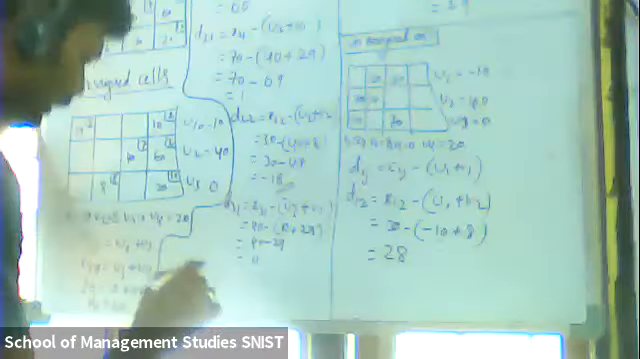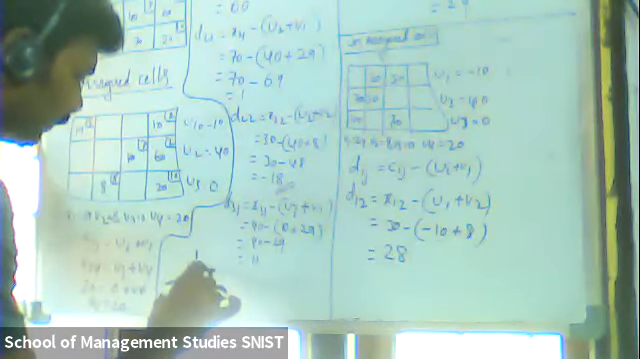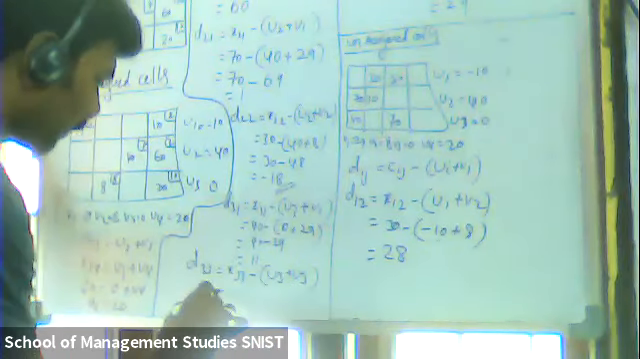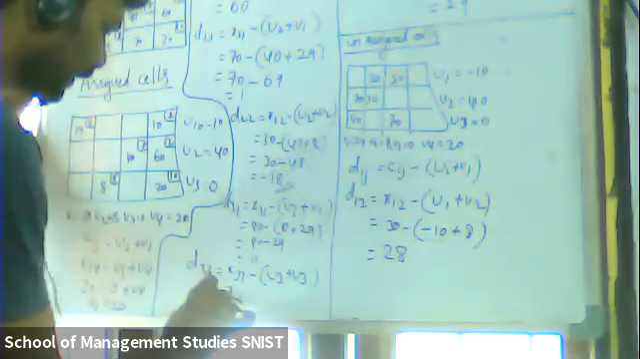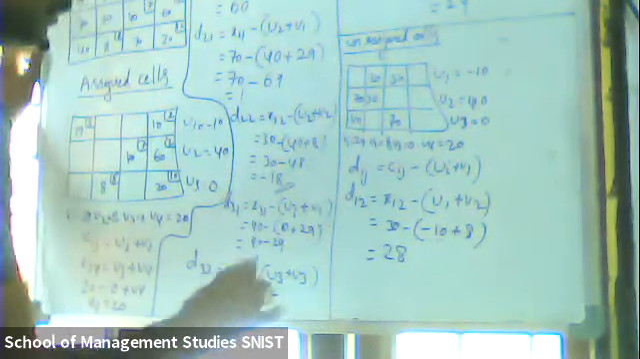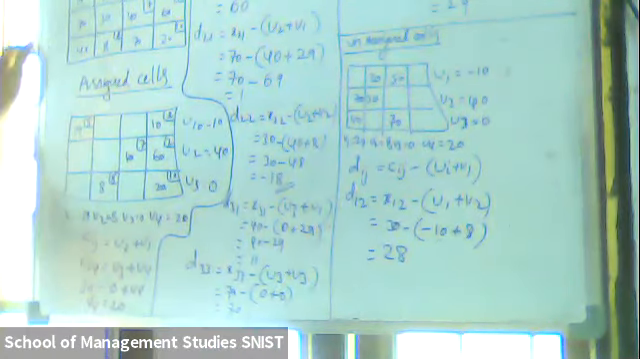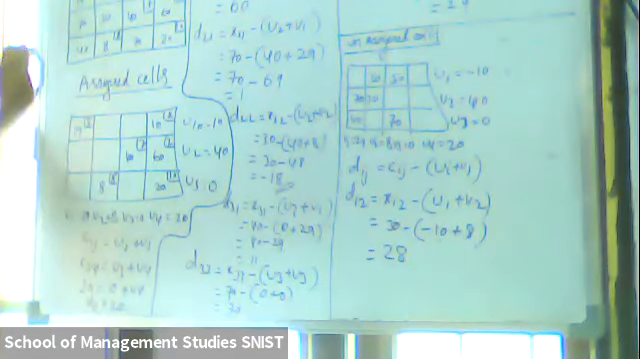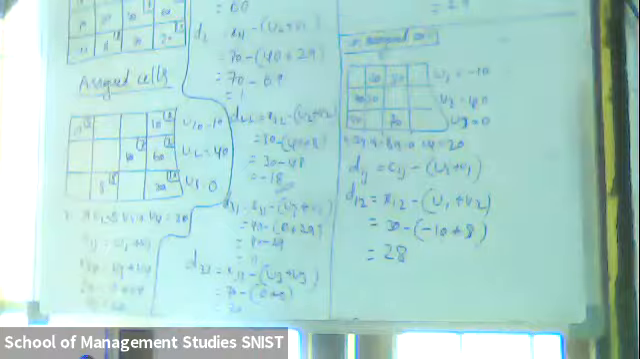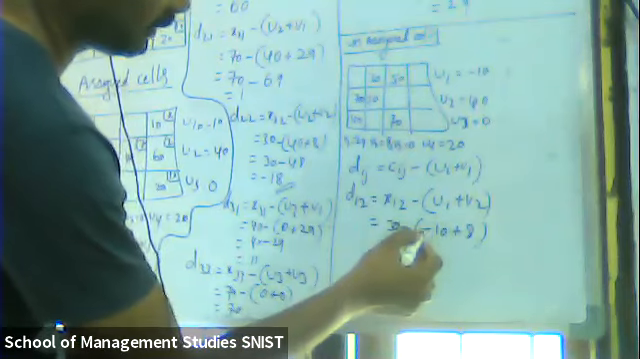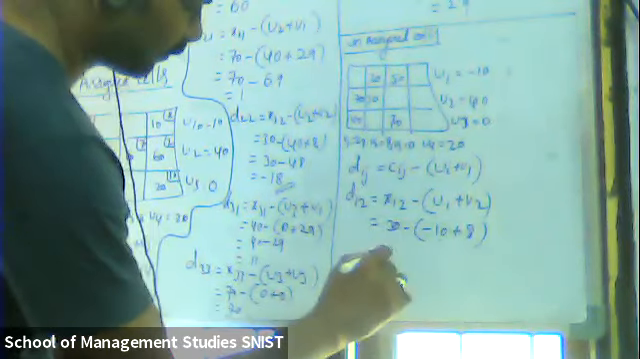Last one, which is D33. D33 equals X33 minus (U3 plus V3). X33 is 70. 70 minus (U3 is 0, plus V3 is also 0), so it becomes 70. Clear? I think the earlier value is 32, not 28, because minus into plus minus becomes minus into minus plus. So 32.